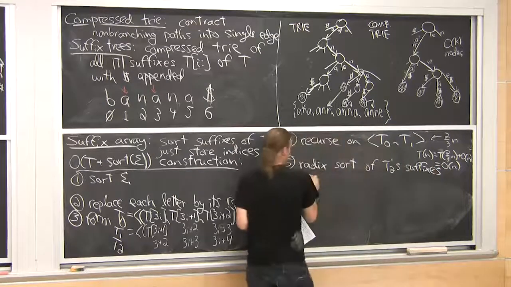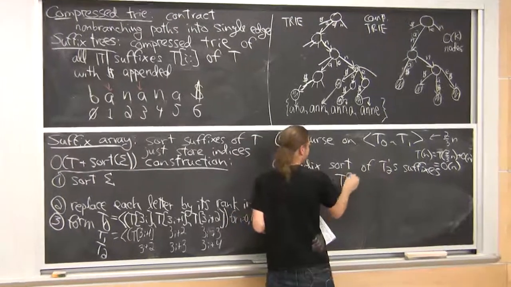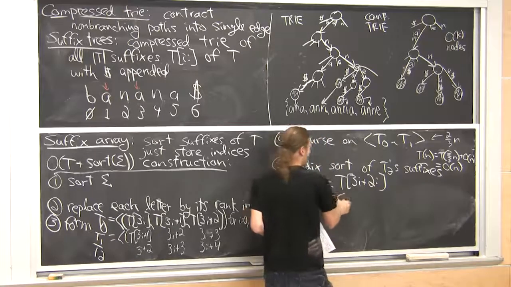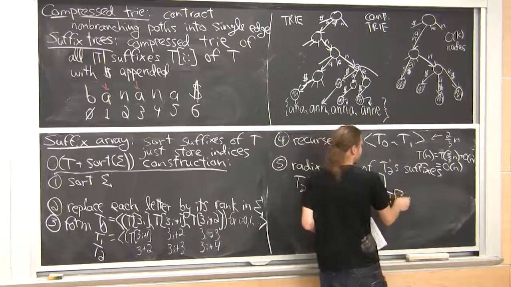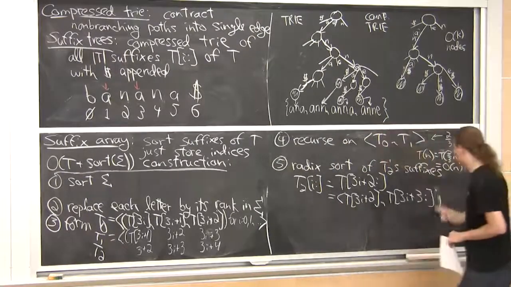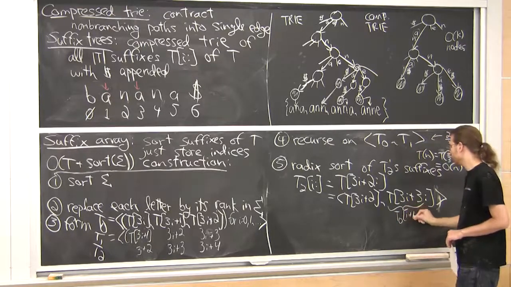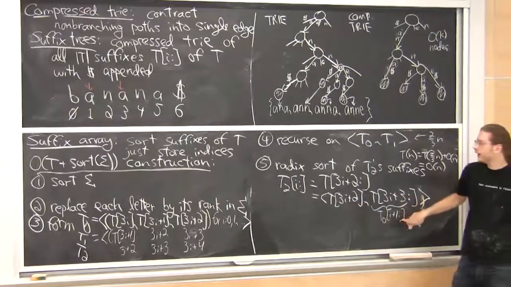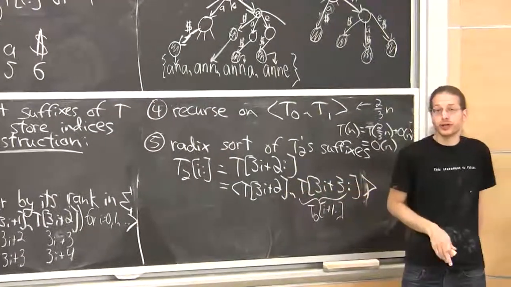How do we do that? Well, if you look at a suffix T2i, this is the same thing as T from 3i plus 2 onwards, which we can think of as that first character, comma, the next character onwards. Sorry, that's an angle bracket. And this thing is basically T0 of I plus 1 onwards. If I strip off the first letter, then I get a suffix that I know about. I know the sorted order of all the T0 suffixes. So you can think of this as a 2-character value.